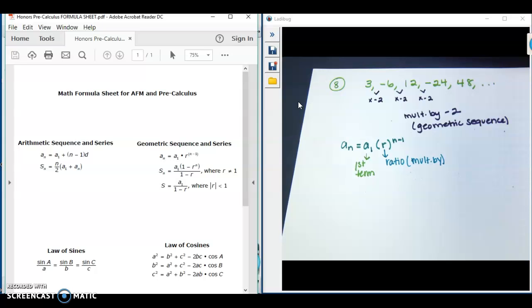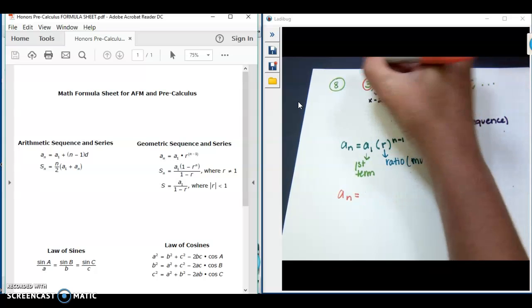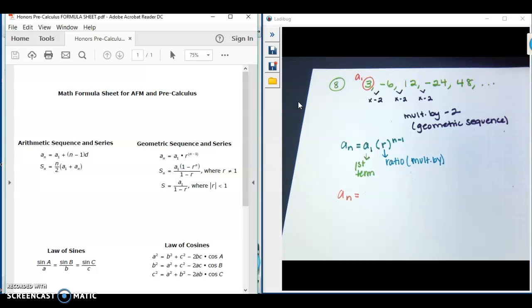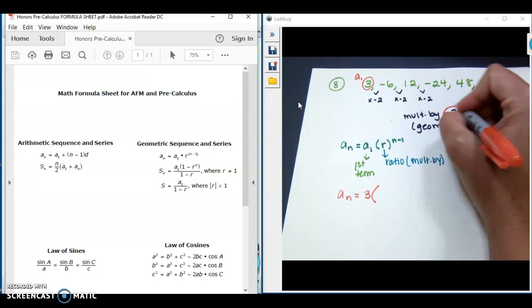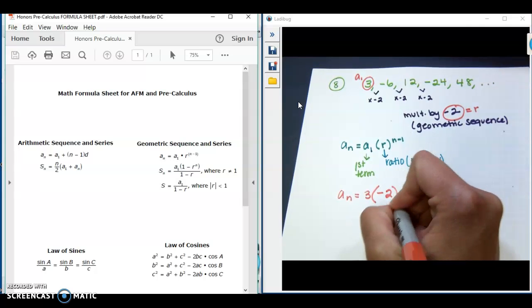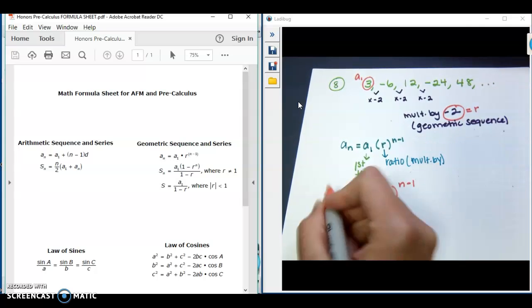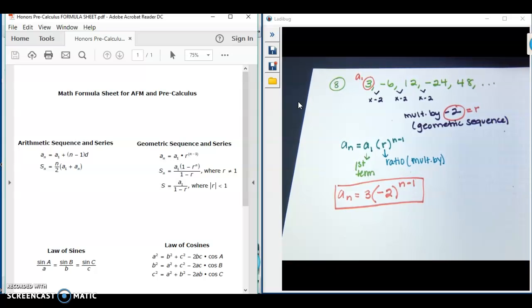So then we're going to fill it in. A sub n equals, our A sub 1 is our 3, our first term. Our ratio, we said we're multiplying by -2, so our ratio is -2. And then we want to keep the n, so n minus 1. And that right there is your explicit formula for this geometric sequence.